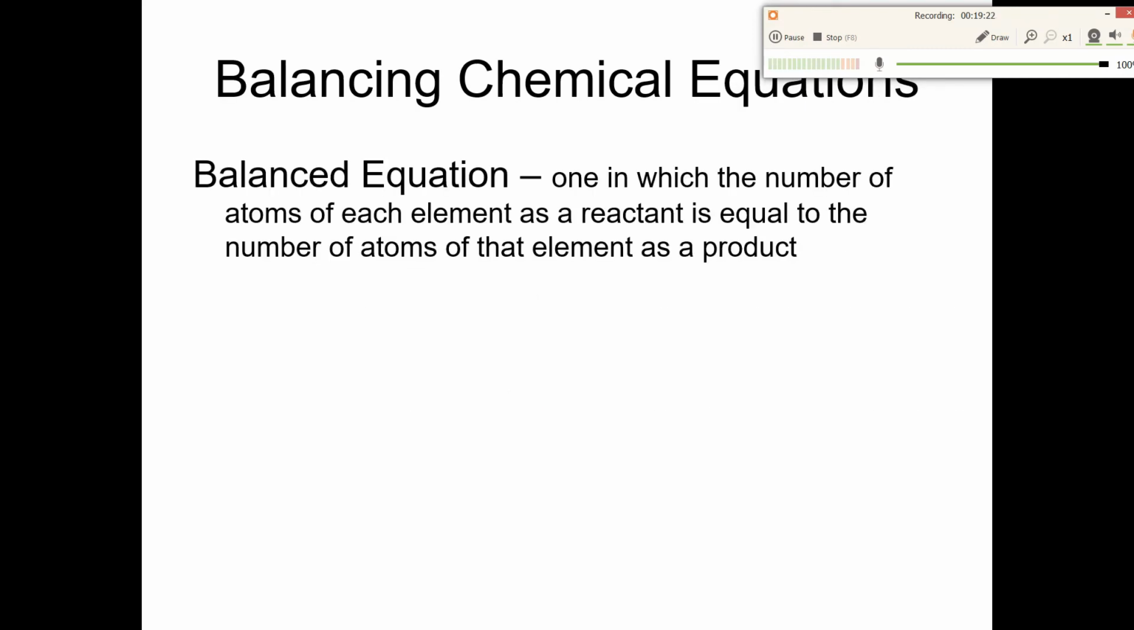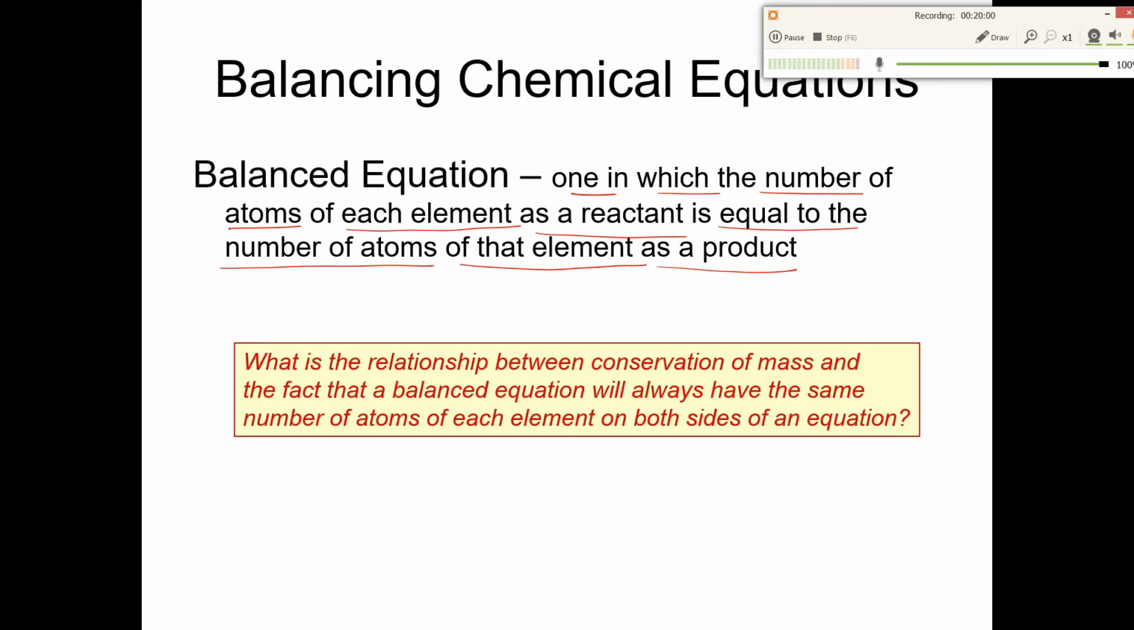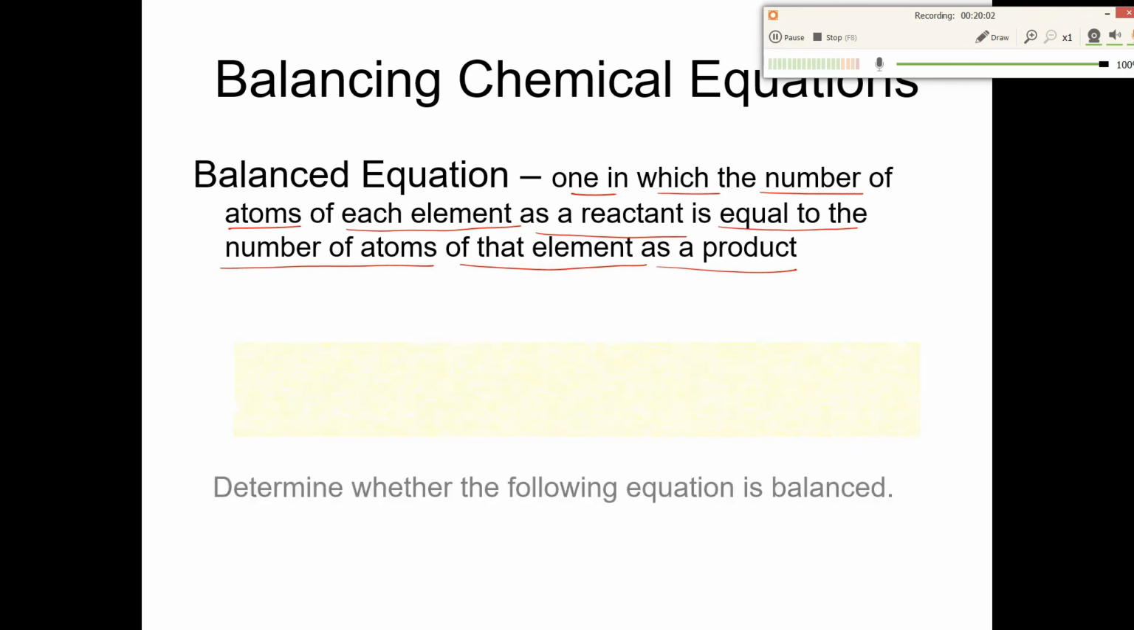Now let us understand the balancing of chemical equations. What is a balanced chemical equation? A balanced chemical equation is one in which the number of atoms of each element as a reactant is equal to the number of atoms of that element as a product. So the atoms of the elements on the reactant side and on the product side should always be the same. Like in this reaction: 2Na plus H2O gives rise to 2NaOH plus H2.